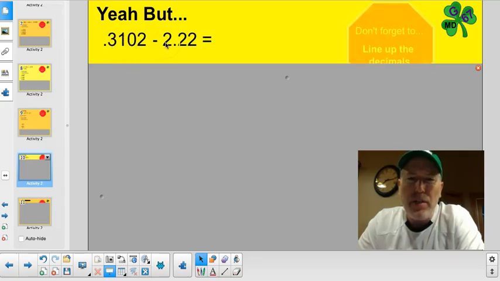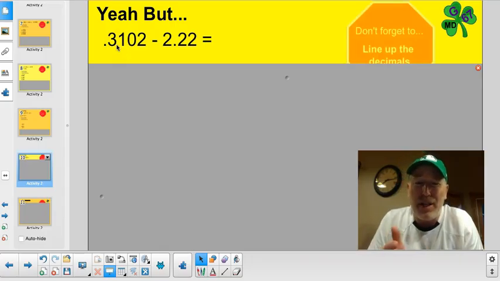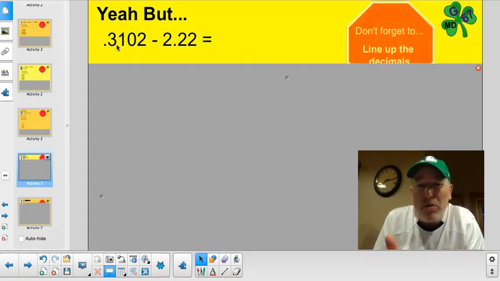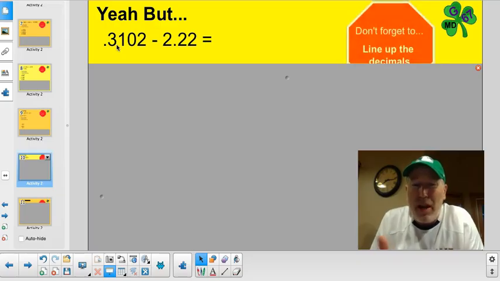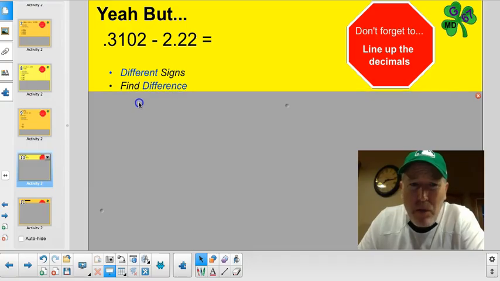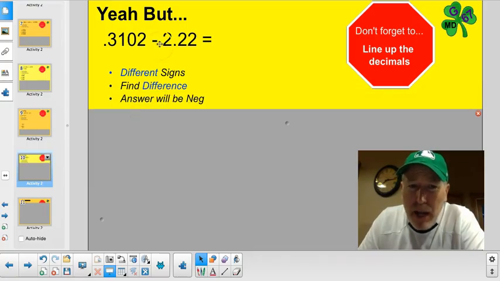0.3102 minus 2.22. So I've got a positive 0.31. That's like a positive 1/3, roughly. And I'm going to subtract 2 wholes and a quarter almost. So I know how to do this on a number line, but how do you do this on paper? Well, you've got different signs, a positive and a negative, so you know you're going to have to find the difference between the two. And you know that your answer is going to be negative because you've got more negative here. It's really a negative 2.22.